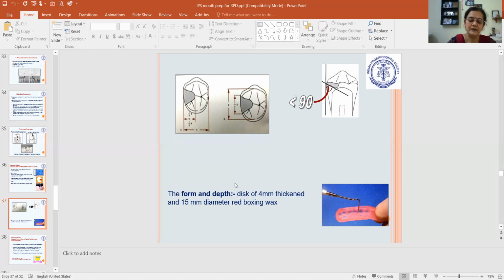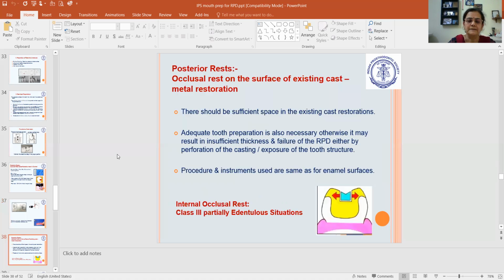The form and depth of these rest seats has to be evaluated using discs of 4 millimeter thickness and 15 millimeter diameter of red boxing wax. The wax is placed into the patient's mouth after preparation of the rest seat, and the patient is asked to bite. Once we get the imprints, the tooth surface is evaluated for the anatomy and morphology of the prepared area.